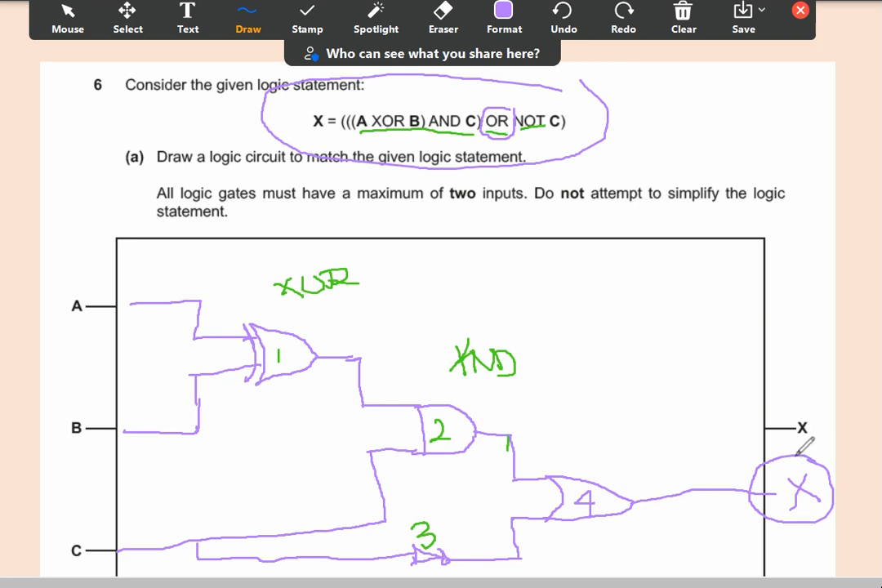Right? So it's very important to recall how those logic gate symbols look like, to be able to figure out how to draw the logic circuits. Just simply follow whatever is given in the logic statement. All right.